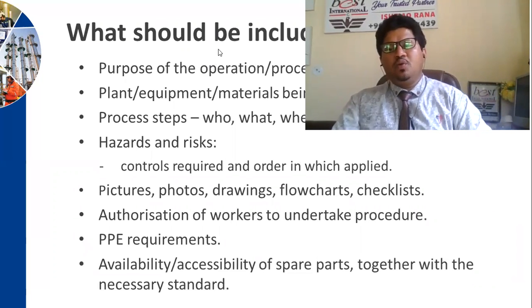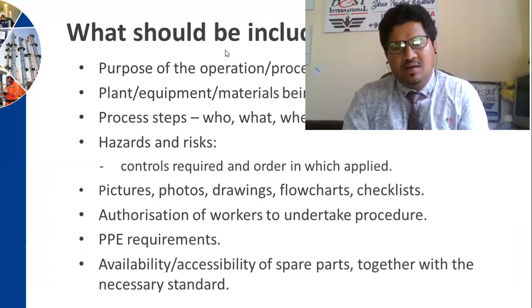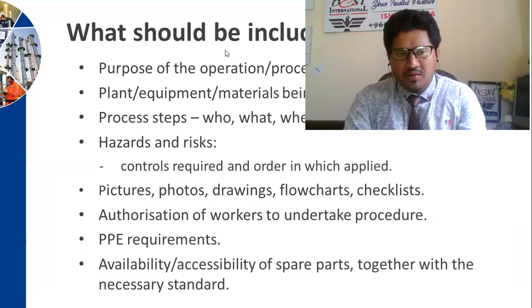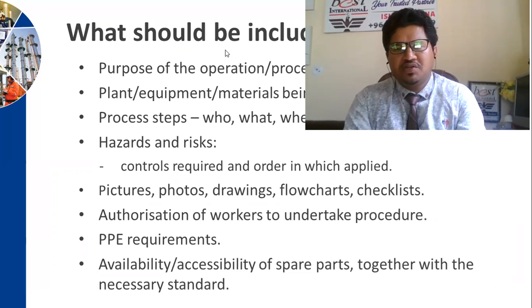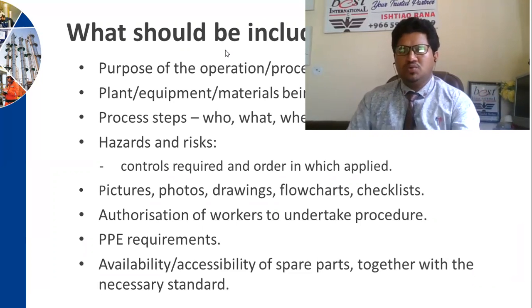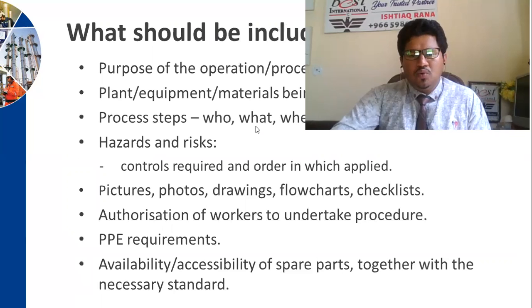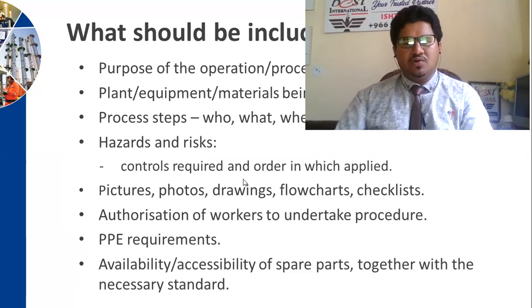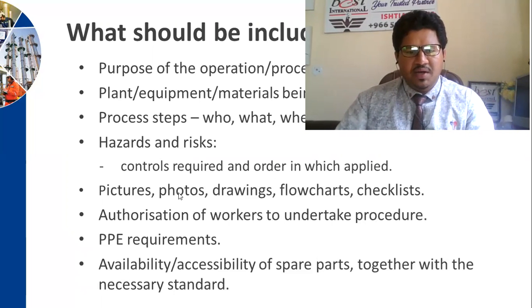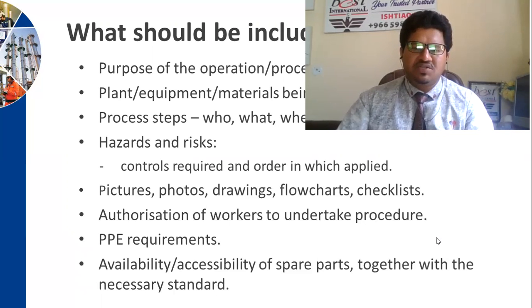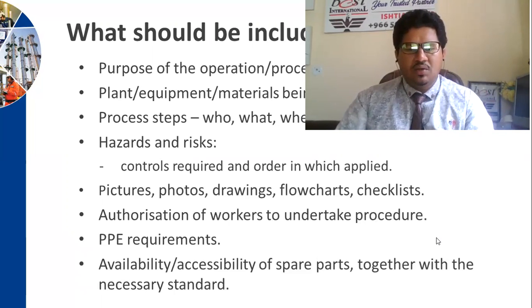Now, what should be included within the SOP? Don't miss any of these parts. First of all, the purpose must be well clear: the purpose of the operation and process, plant, equipment, materials being used, what are the process steps, who, what, where, how, and why. What would be the hazards and risks, and especially the controls required and the order in which they are applied. Pictures, photos, drawings, flow charts, and checklists must be part of this SOP. Authorization of workers to undertake procedures and PPE requirements. Availability and accessibility of spare parts together with the necessary standard. So these are some of the key elements which must be included in the SOP.